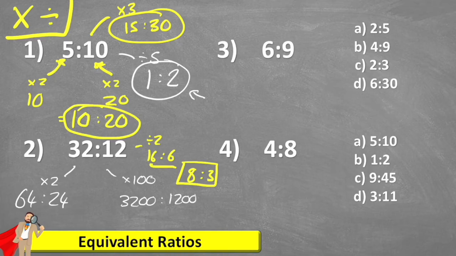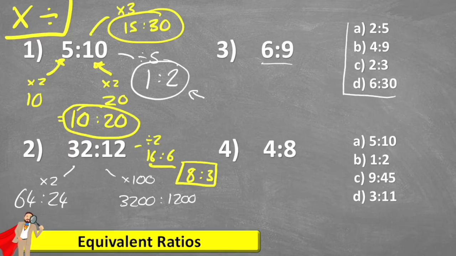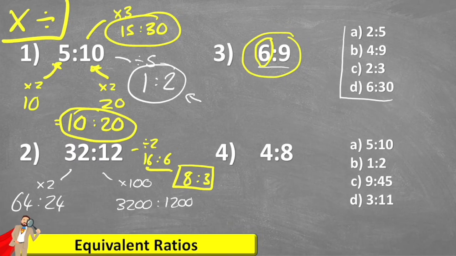Question 3, let's try and find equivalent ratios in our lists. So which of these ratios on the right is an equivalent ratio of 6 to 9? Well, let's look at A first of all. We can see that to get from 6 down to 2, I'd have to divide by 3. But if I divide my 9 by 3, I'm not going to get 5. So A is not an equivalent ratio. B is 4 to 9. Well, we can see straight away that can't be equivalent because we have a 9 here and a 9 here, but then our first numbers are different, not equivalent.